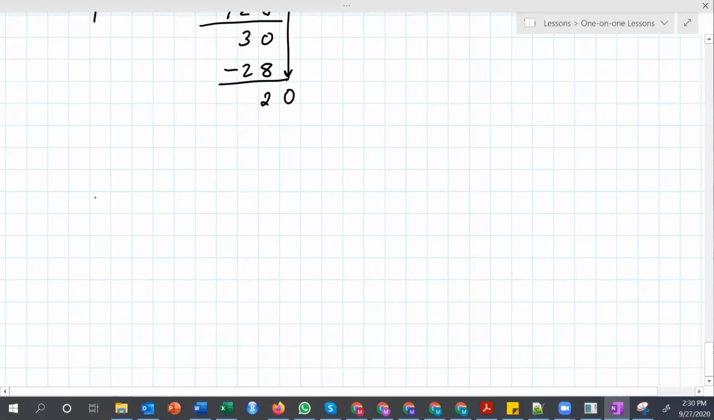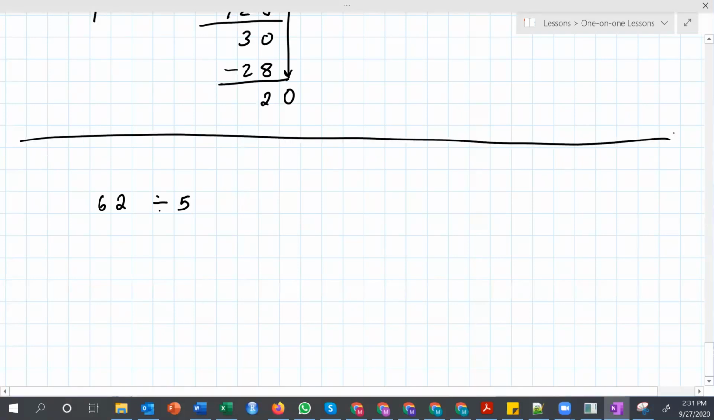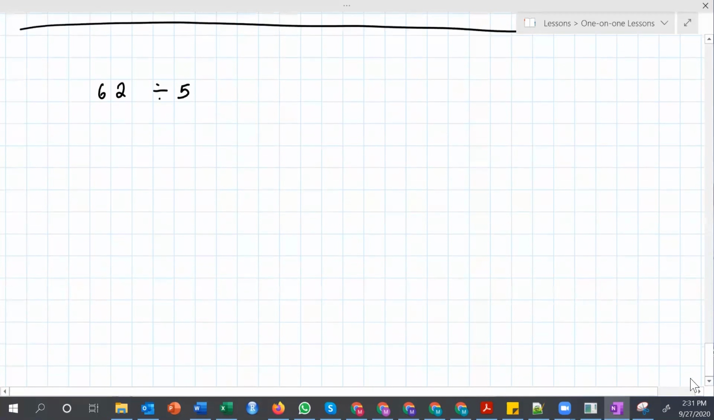Let's try 62 divided by 5. I'm just trying to write down the full thing with the last question. Remember, I'm going to send this to you as a PDF, and I'm going to also send you this video. So it's okay if you don't quite get it all down right away. 5 goes outside, 62 on the inside.